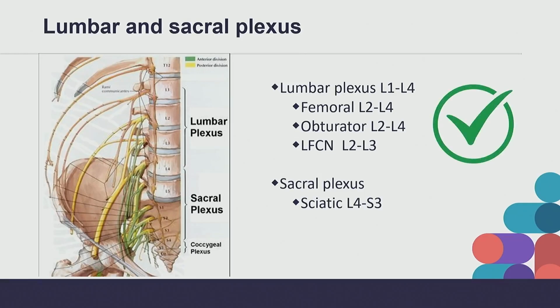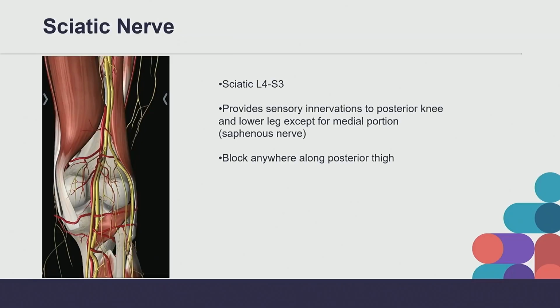Okay, so we just went over the lumbar plexus, right? So let's shift gears a little bit and go to the sacral plexus to get the sciatic nerve. The sciatic nerve comes off of L4 to S3, provides sensory innervation to the posterior knee, the lower leg, except for that medial portion, that saphenous nerve.